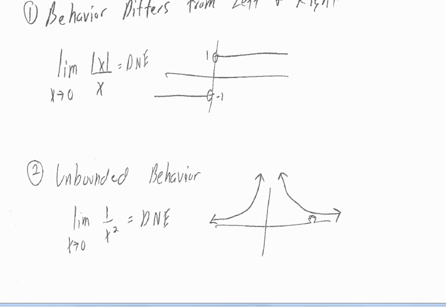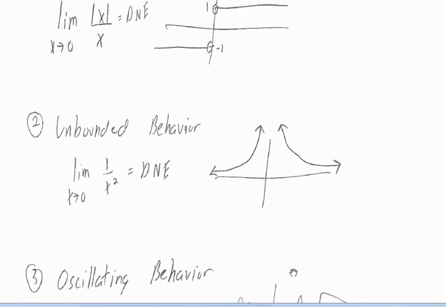Sometimes you get one where the graph goes down here, and you've got 2 things: behavior that differs from left and right. This one goes to positive infinity, that one goes to negative infinity, and infinity is not really a number.